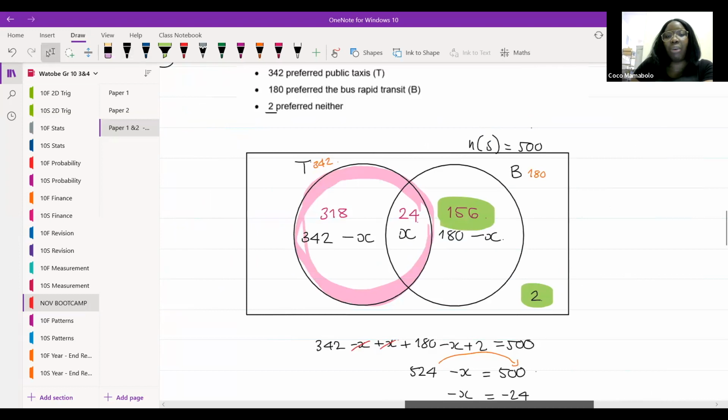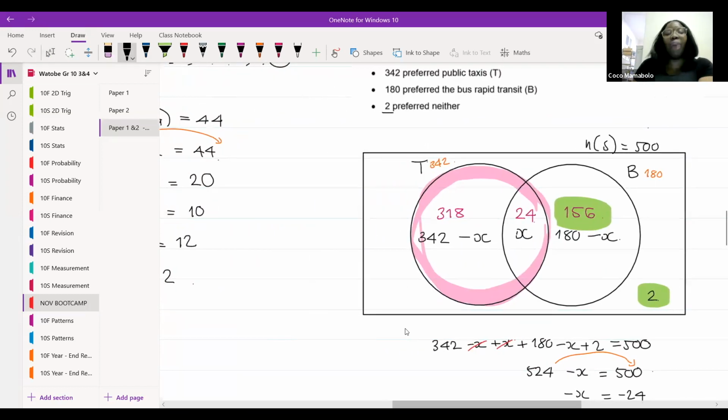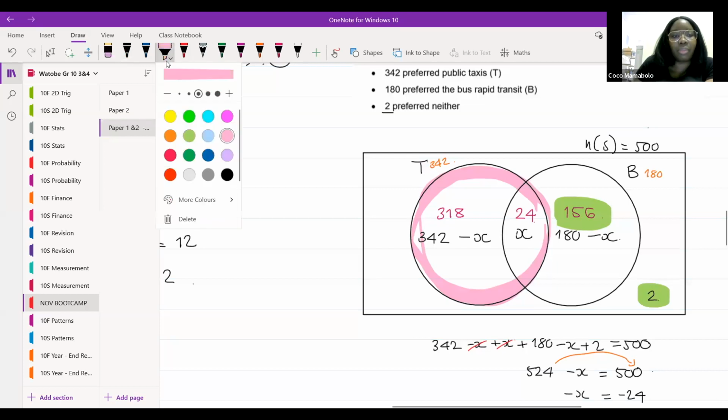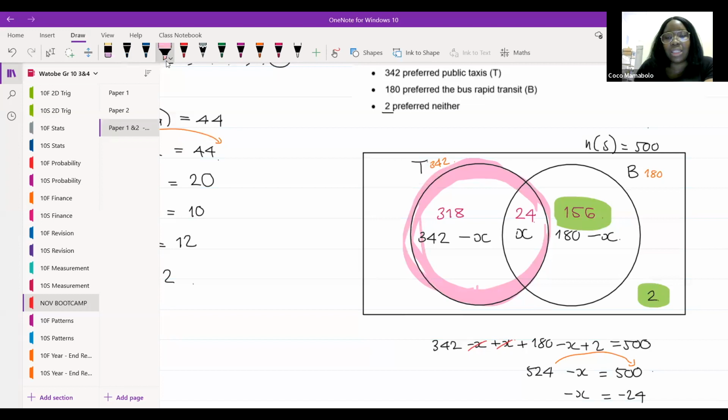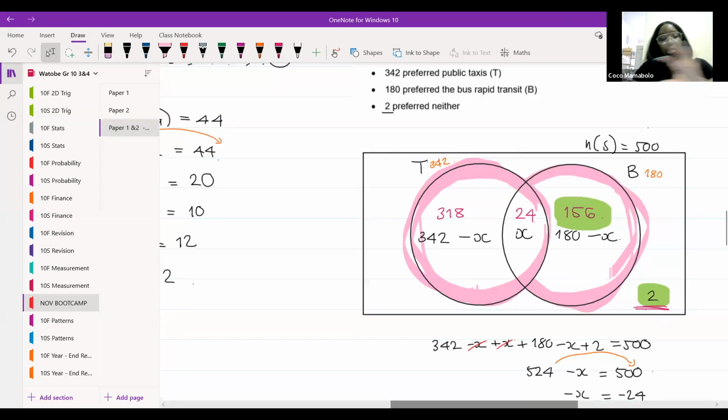Okay, if we look at our union, it is going to be everything over here. Our union is going to be everything in T, including everything in B. That's our union. Now, if we count up all of those numbers, the only number that's going to keep us from getting to 500 is that 2 on the outside. So that means that the union of T and B altogether should be 498, because everything in both those circles adds up to 498.